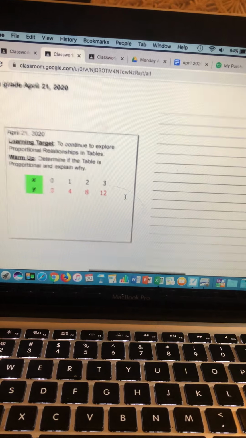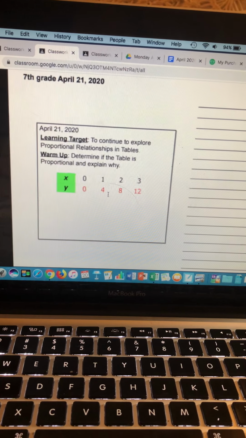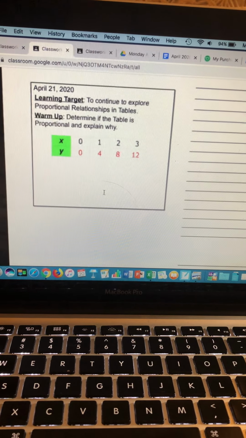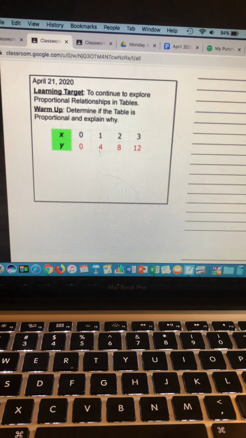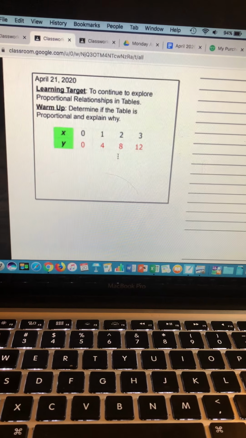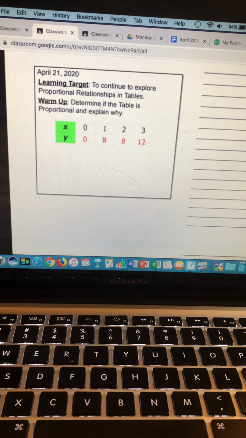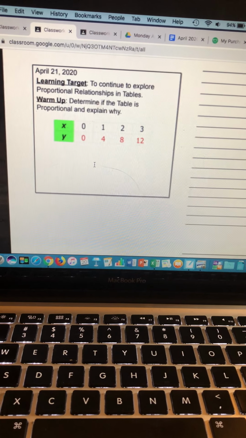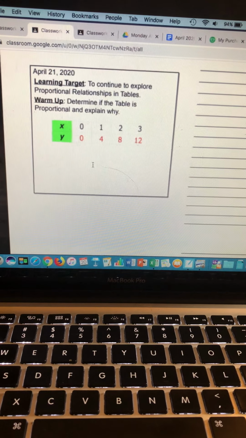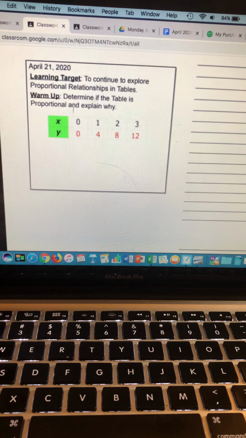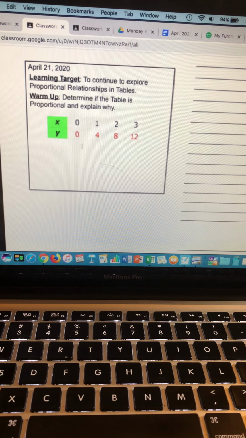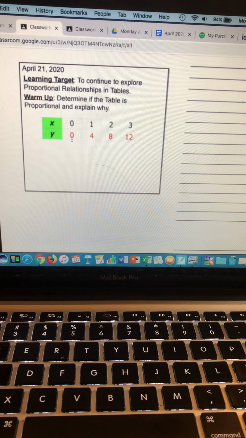We're going to continue identifying if a table is proportional or not, but they're going to be a little bit trickier today. So the warm-up gives you this table, again asking is it proportional or not. At this point you should know the two things that make a table proportional. Those two things would be if it has a constant and if it includes 0, 0.